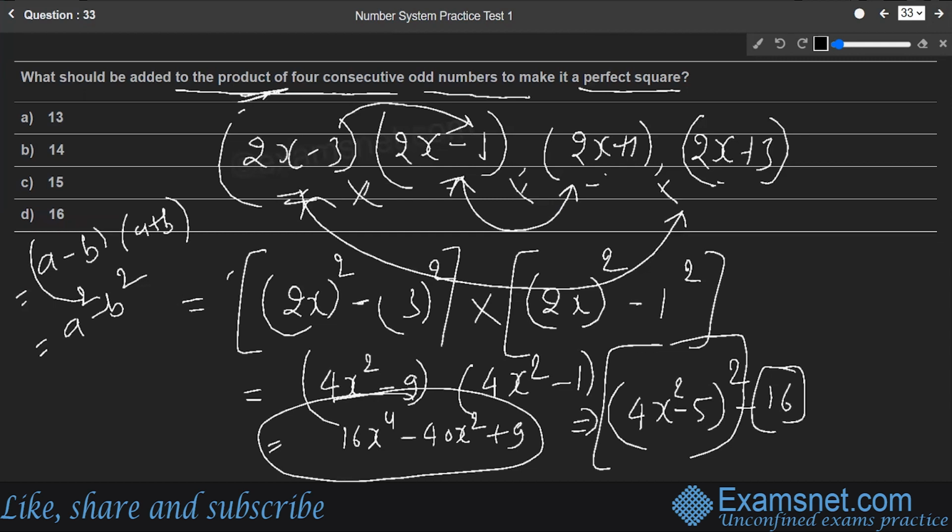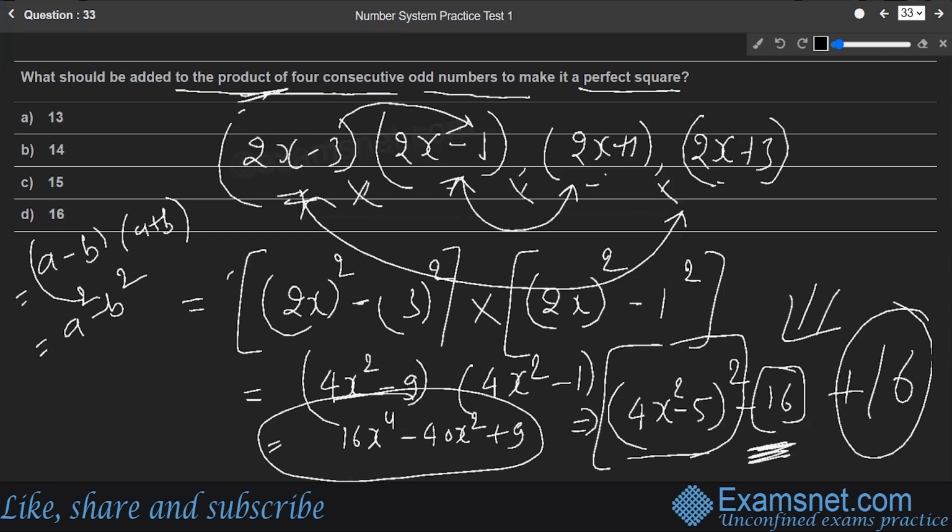But if the 16 is eliminated from this expression, the number will be left as 4x square minus 5 whole square, which is nothing but a perfect square itself. So how much should I add to this expression? I just need to add plus 16. If I add plus 16, this 16 will get cancelled out, and I will only be left with the already available perfect square.